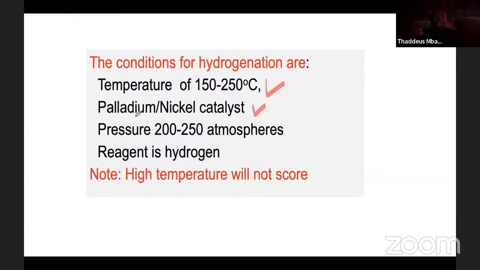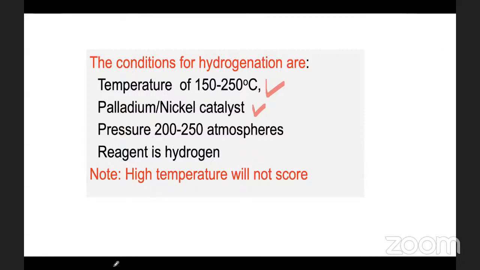Somebody can even tell you to explain how oil is converted to fat, or describe how you can convert oil to fat. Then you say, you remember, this is the process of hydrogenation. So you bubble hydrogen gas through the oil in presence of nickel or palladium catalyst and temperature maintained at 200 degrees Celsius. That's how the question can be tested.